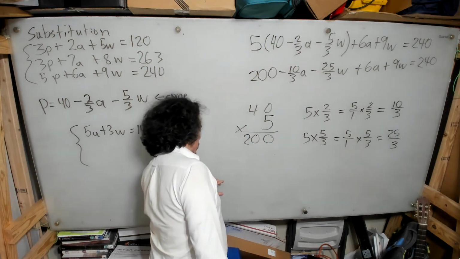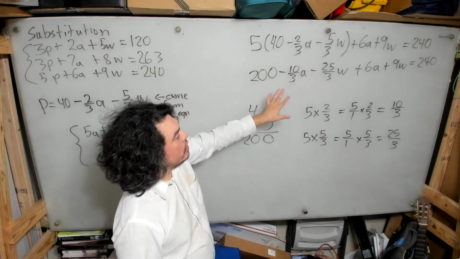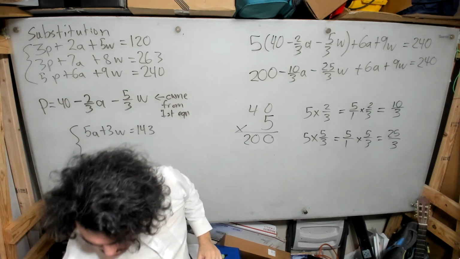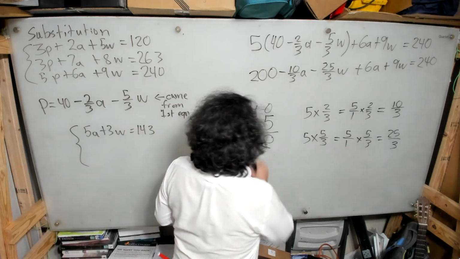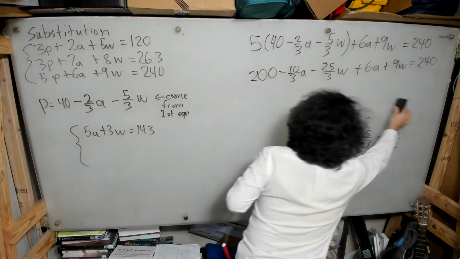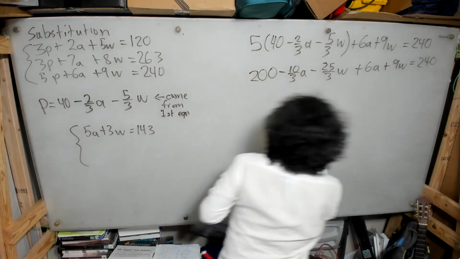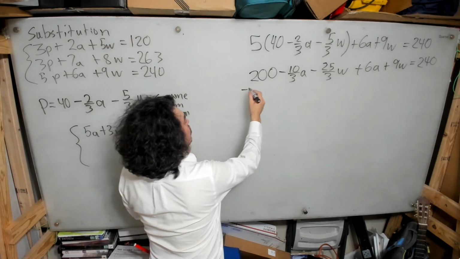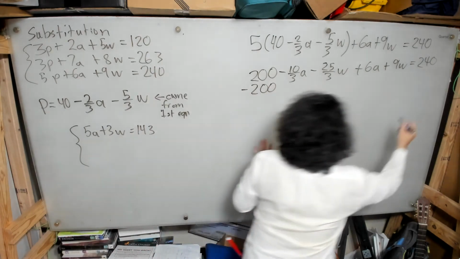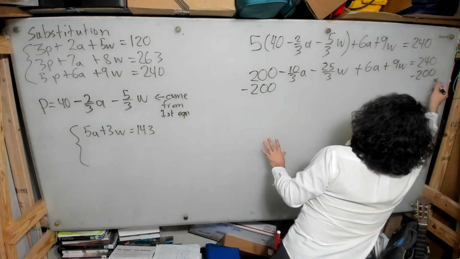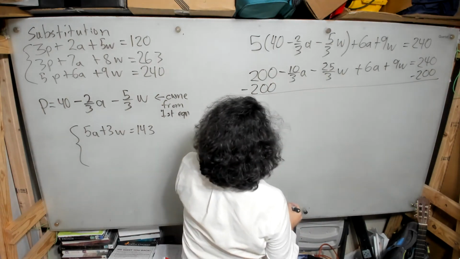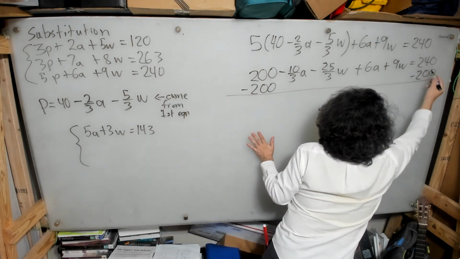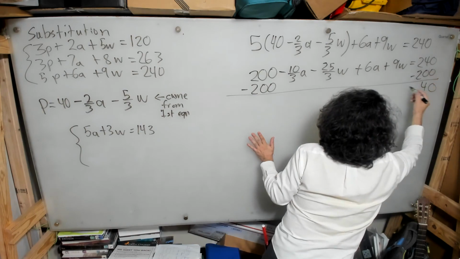Okay? And so now what we're going to do is combine like terms and simplify this equation. Okay, so let's do that together. So first, I'm going to subtract this 200 to the other side. Okay? And so on this side, I'm going to have 0 minus 0, which is 0. 4 minus 0 is 4. 2 minus 2 is 0.